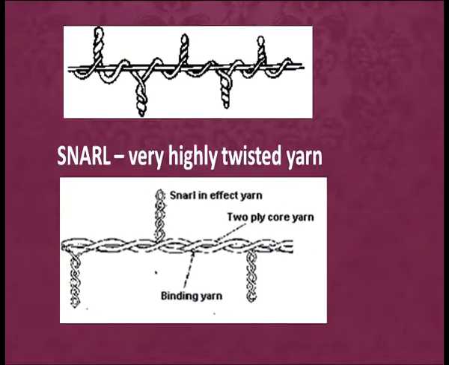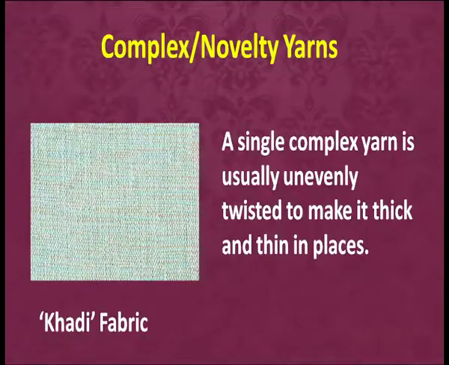We can give very high twist and make it into a snarl yarn. If we want to make a very strong yarn, then we can use the snarl yarn, so that we have very tightly twisted yarn with a little bit of the snarl coming out. So exactly. Likewise, ma'am, we can make a lot of fabrics out of it. We are just explaining one example, like the khadi fabric, ma'am, as we have just discussed. So we have included it as our example also.